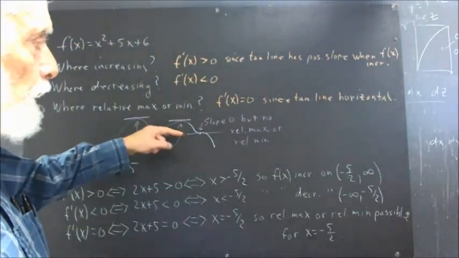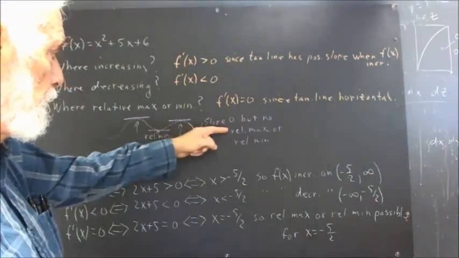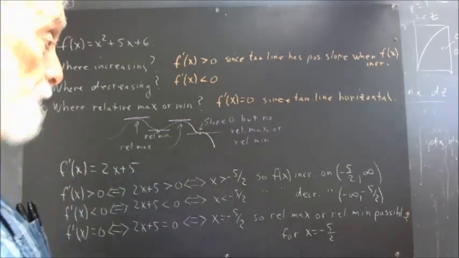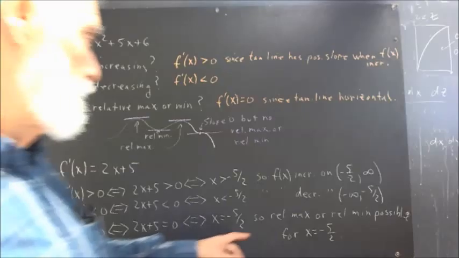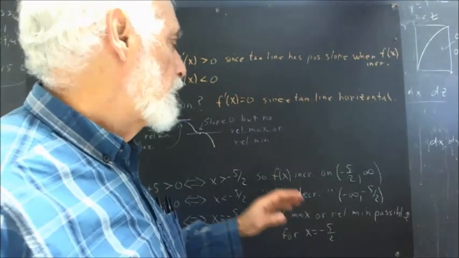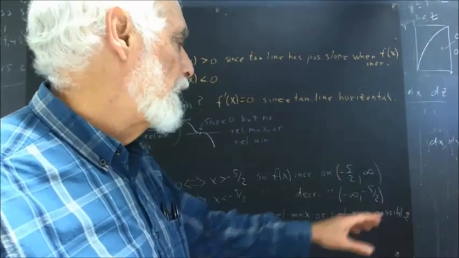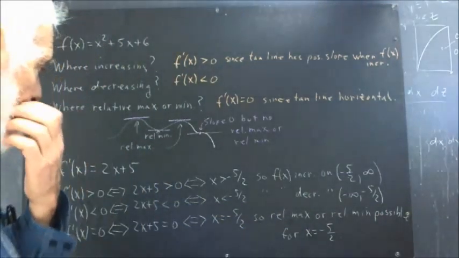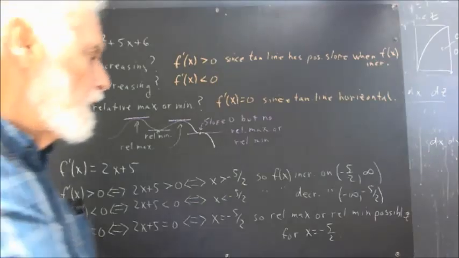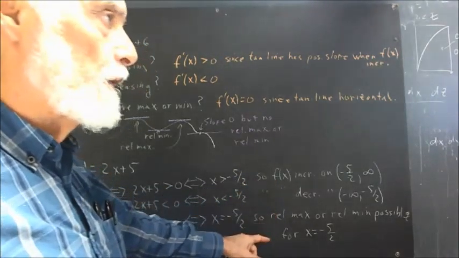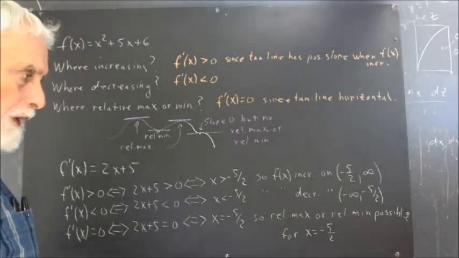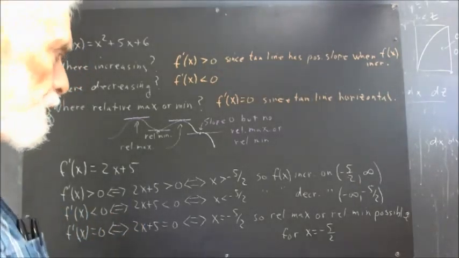Remember, we can have slope 0, we can have the derivative equal to 0 at a point like this. That is not a relative max or relative min. So all we've determined so far is that a relative max or relative min is possible when x is negative 5 halves. Now, if we put all this together, we can conclude whether there's a relative max or relative min at x equals negative 5 halves.